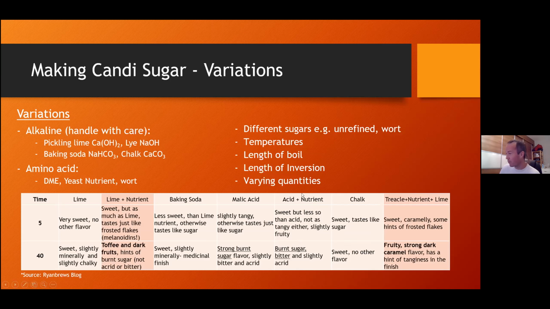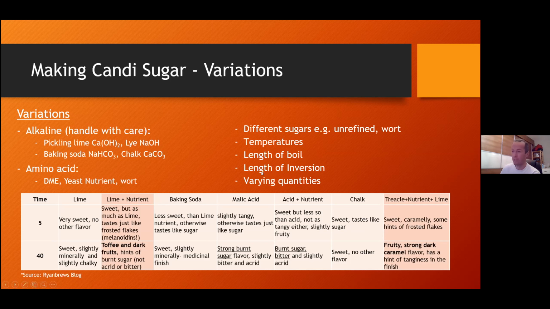And this is what I've had. You'll find most people do it in an acidic environment, and the sugar they get is quite tangy. I wouldn't call it bitter, but you get this sort of tangy, acrid maybe flavor. It's not that nice. You put it in beer, those flavors are not that apparent, but you're not actually adding anything to the beer. However, when you add the nutrients and the lime, so you're increasing the pH, then you get toffee and dark fruits. Over here, you get fruity, strong, dark caramel flavor. These are the ones we want.